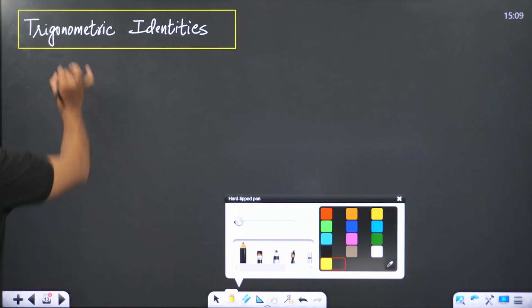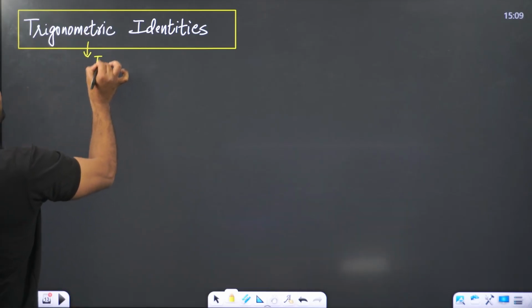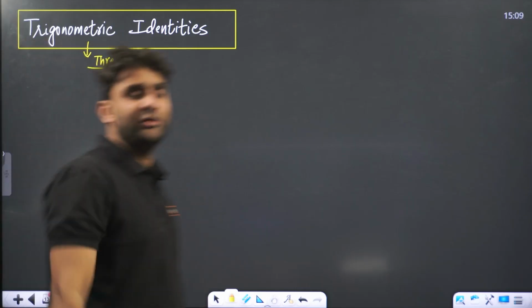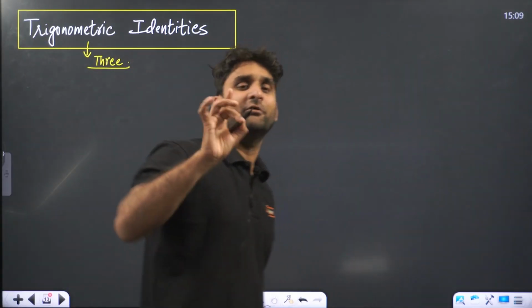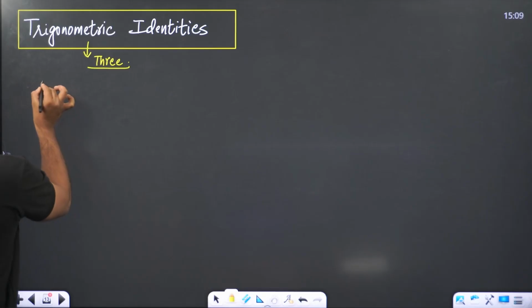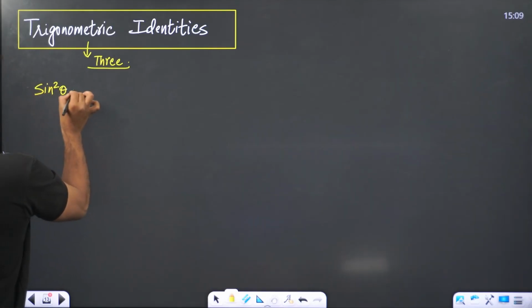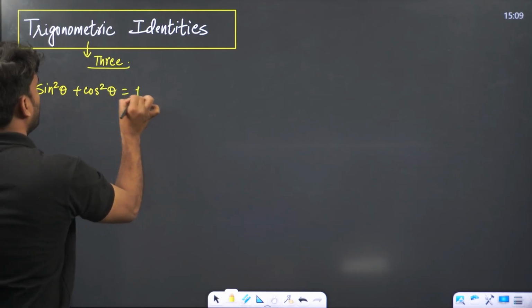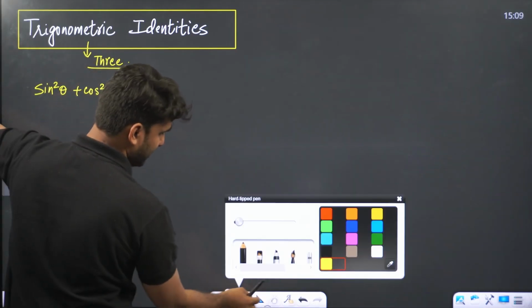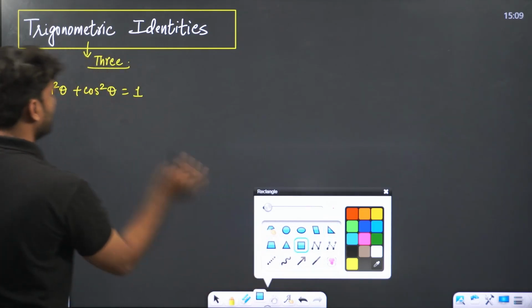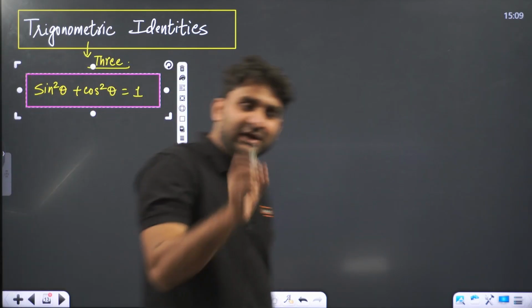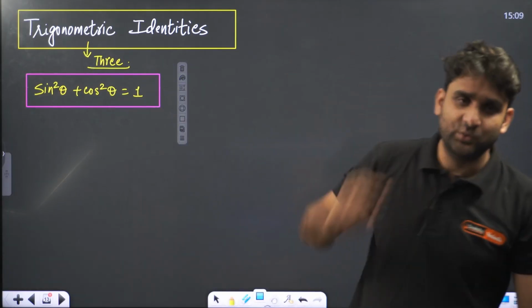Okay. So basically, we have 3 trigonometric identities. How many identities, guys? 3 trigonometric identities. Very powerful identities. First trigonometric identity is sine square theta plus cos square theta is equal to 1. This is the first trigonometric identity. Let me box this. Sine square theta plus cos square theta is equal to 1.